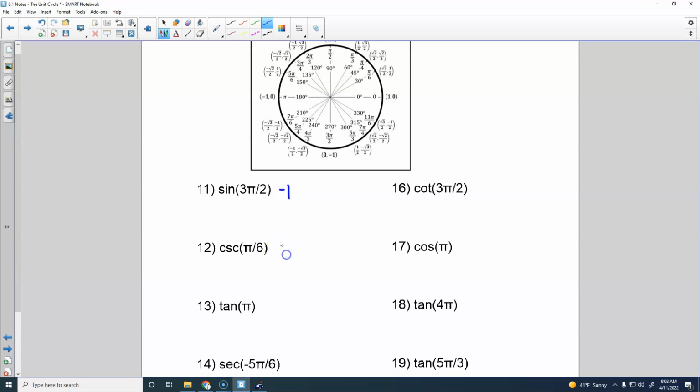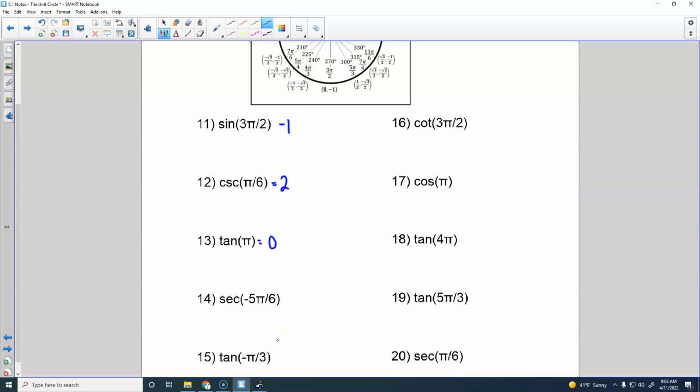12, you should get 2. 13 is 0. 14 should be negative 2 root 3 over 3. 15 should be negative square root of 3. 16 is going to be 0. 17 is negative 1. 18 is 0. 19 is negative square root of 3. And 20 is 2 root 3 over 3.